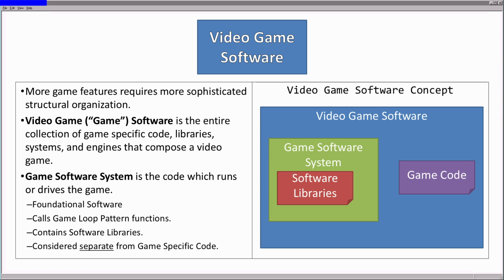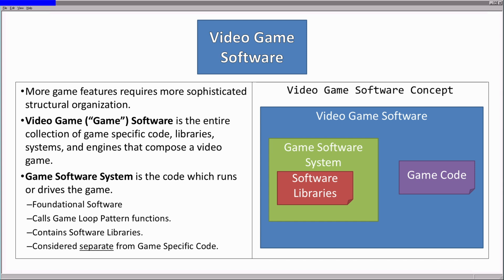However, if we're going to create something more advanced, then we need to consider some additional design and planning. More game features require more sophisticated software structure organization to better organize the behaviors shown in the game loop pattern. Speaking broadly, video game or just game software is the entire collection of the game-specific code, libraries, systems, and engines that compose a video game. The game software system is the code which runs or drives the game. Typically, it is foundational software that calls or invokes the game loop pattern functions that we write in the game-specific code.